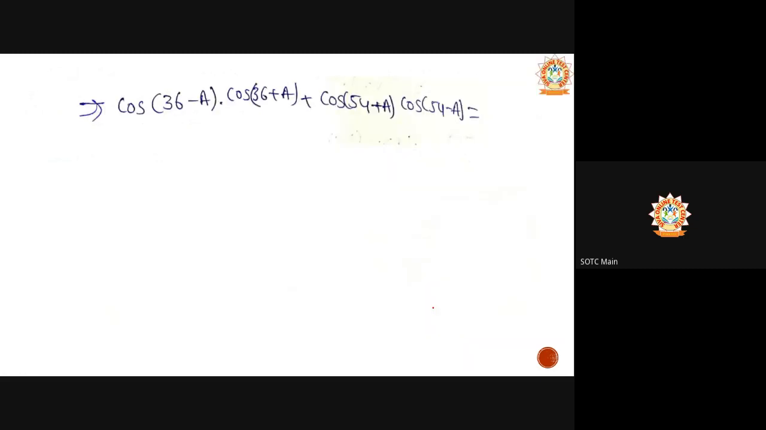Now try to solve this question. All of you try to solve this question. Cos 36 minus A, cos 36 plus A. So just try to multiply 2 and divide by 2. Then do the operation. Cos 2A, sir. Very good. Cos 2A is the correct answer. Is there any other answer?